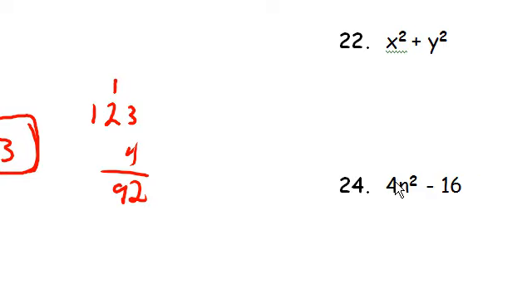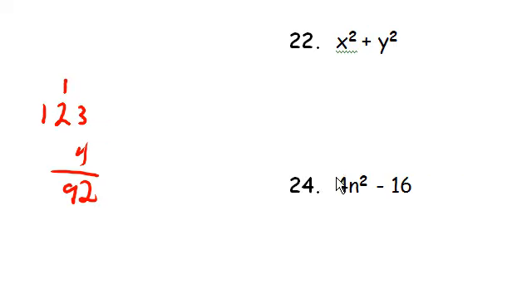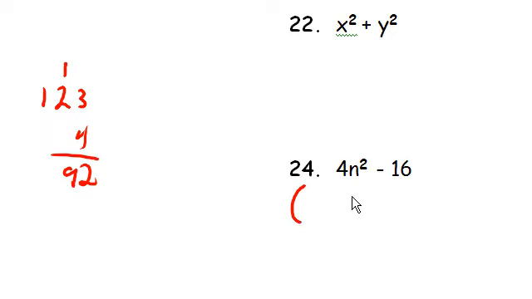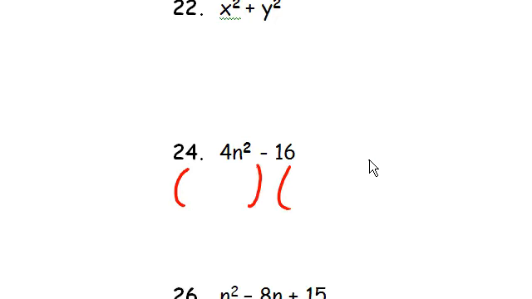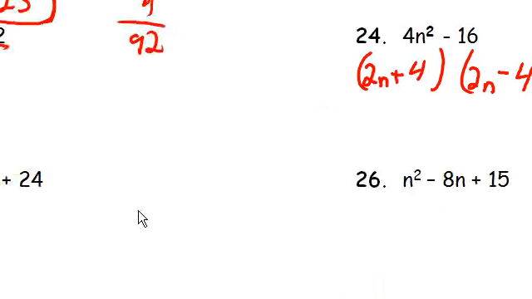Okay, number 24, we recognize it as a difference of two squares. So we can use our setup here and go 4n squared. The square root of that first term is 2n. Our signs will be different. And the square root of 16 is 4. So that is our difference of two squares formula.